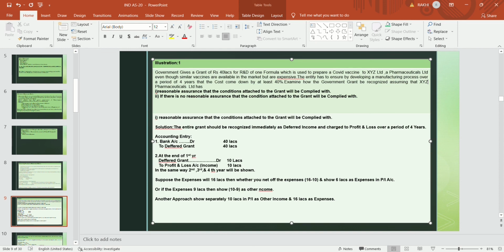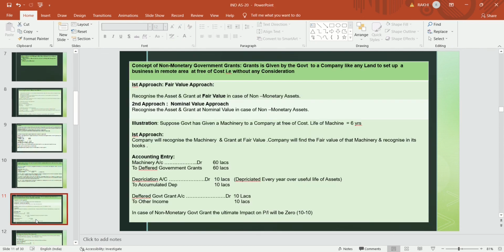Another approach is shown separately. As I told you, there is a gross approach and a net approach, and we will treat accordingly. In the gross approach, the grant and the income and expense are shown separately, because it is an expense approach, so we will show the income and expense separately. And in the net approach, we will reduce the expense or income accordingly.